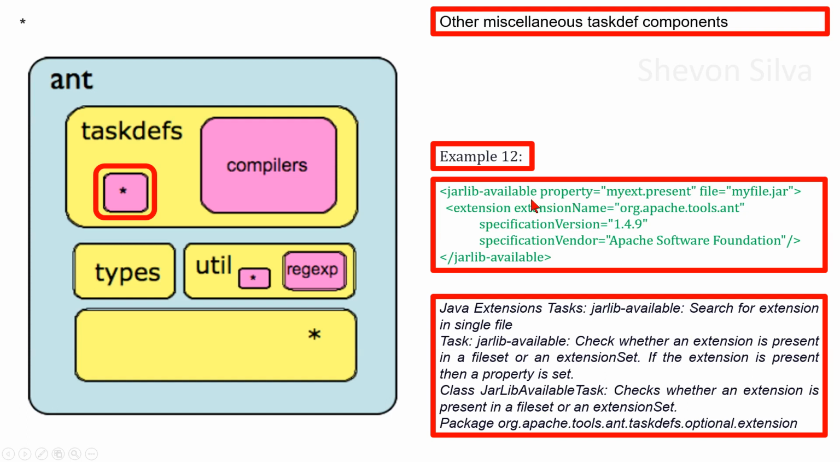With regard to API, class JlibAvailable task checks whether an extension is present in a file set or an extension set. This is in the package org.apache.tools.ant.taskdefs.optional.extension.